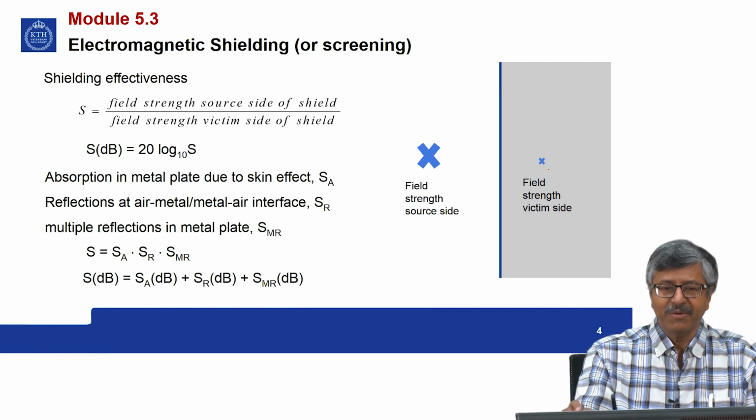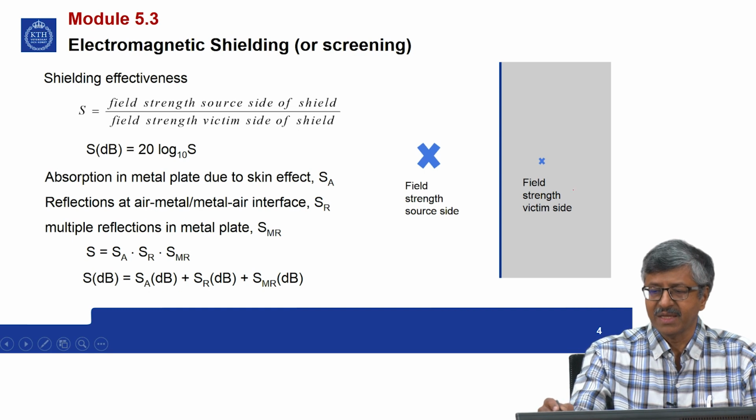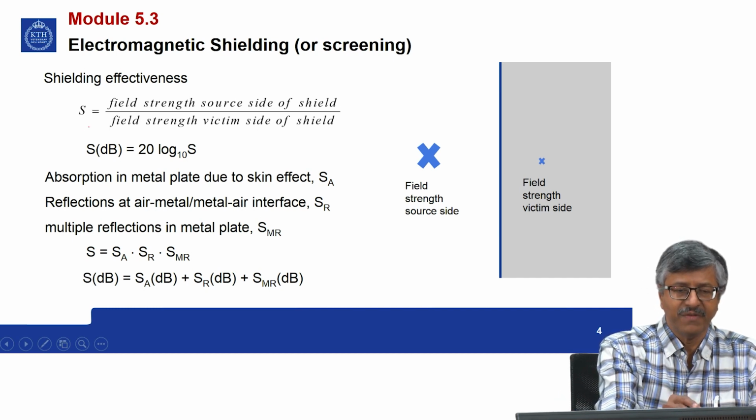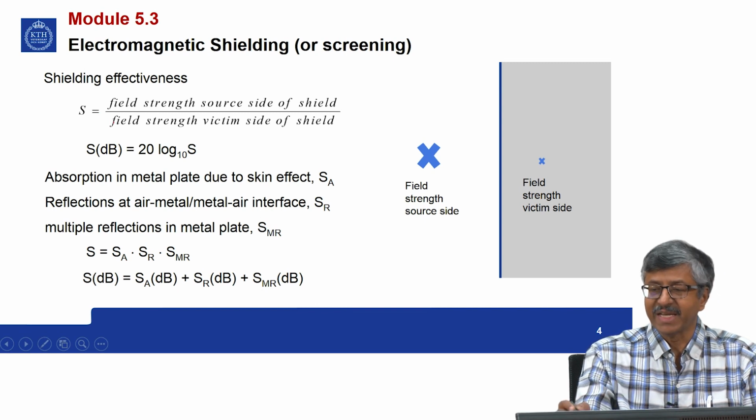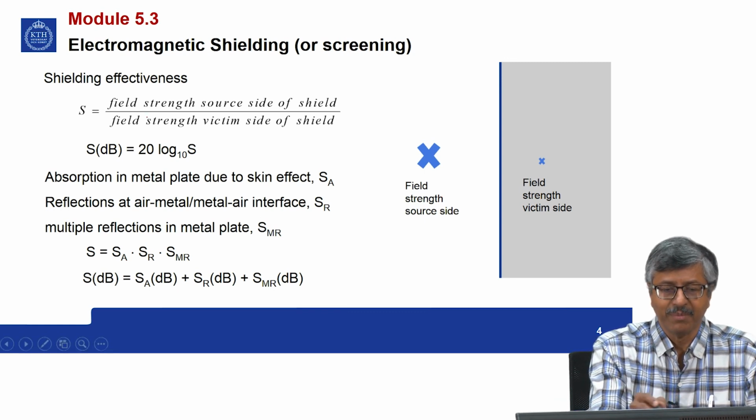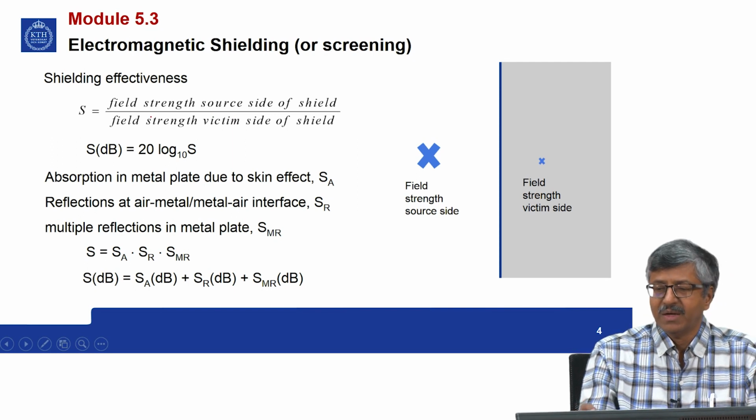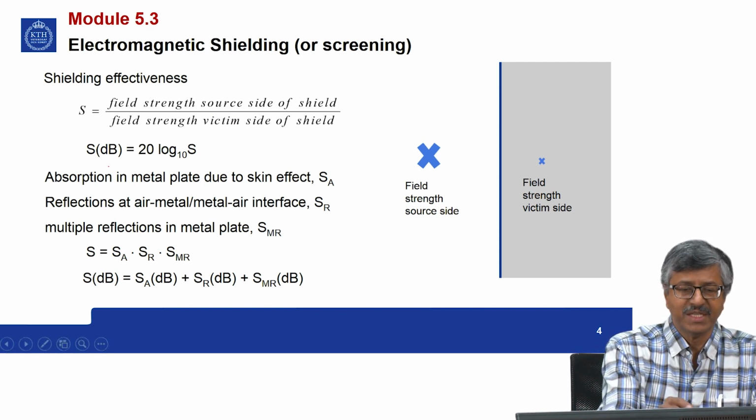Now, shielding effectiveness is defined as field strength source side divided by field strength in the victim side. So, if you have some shielding, then shielding effectiveness S will be always greater than 1, because on the outside it will be larger field, inside it will be smaller field. So, you want to have a number greater than 1. Logarithmically or in decibels, it is defined as S dB equal to 20 log to the base 10 S.